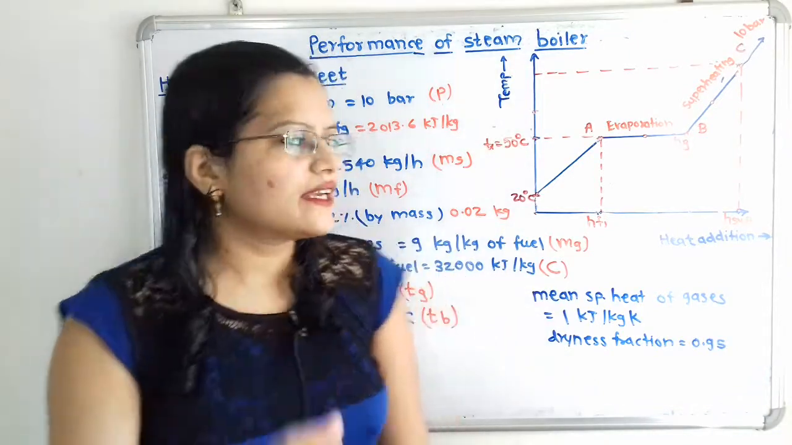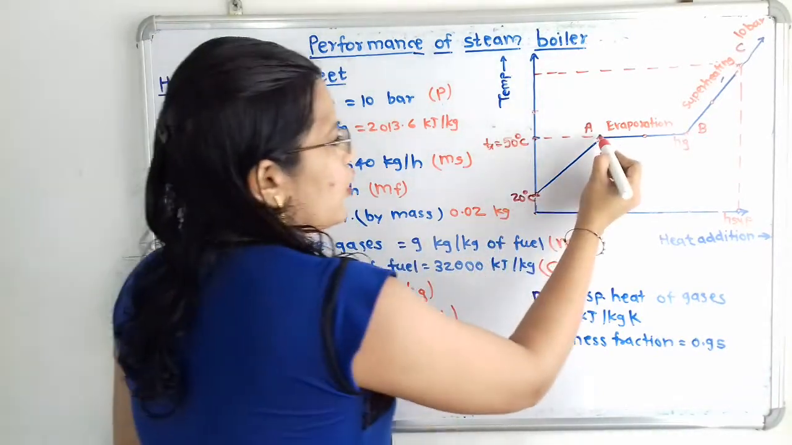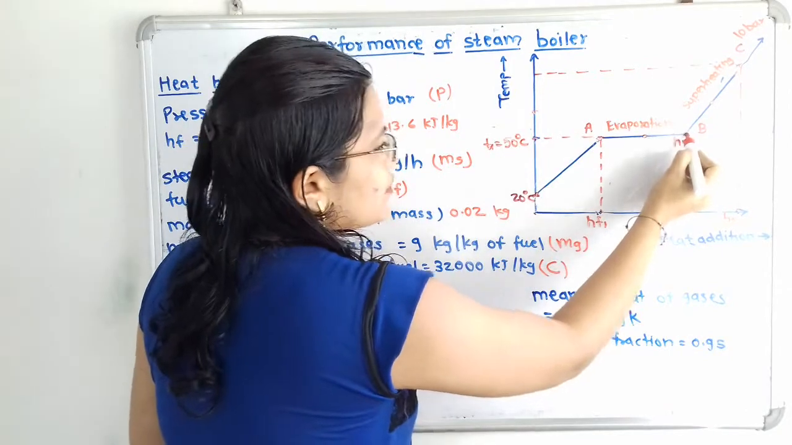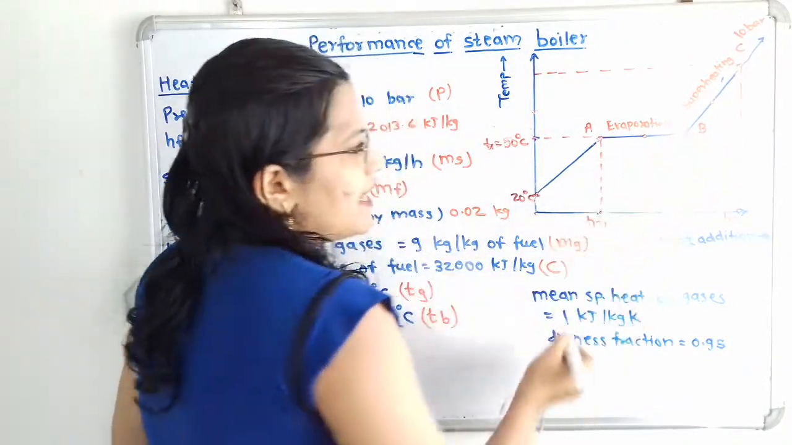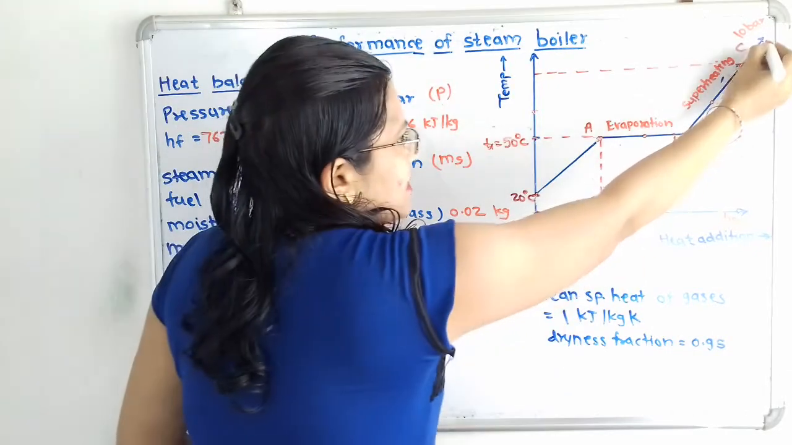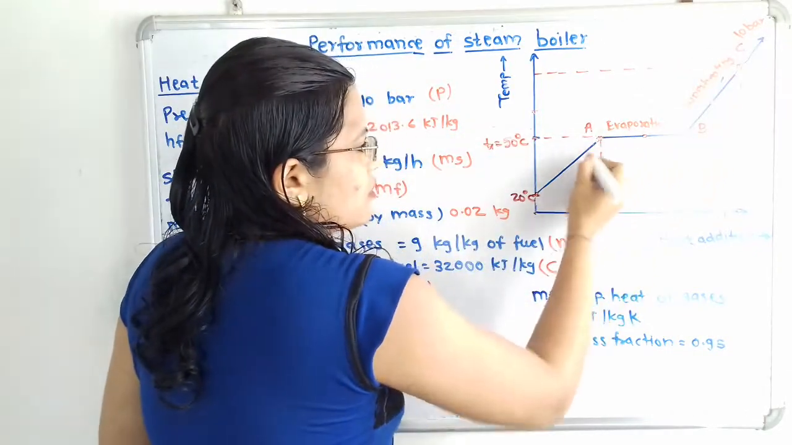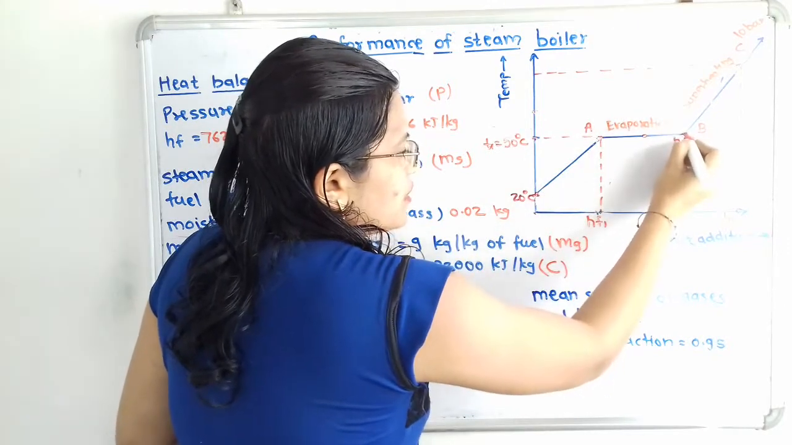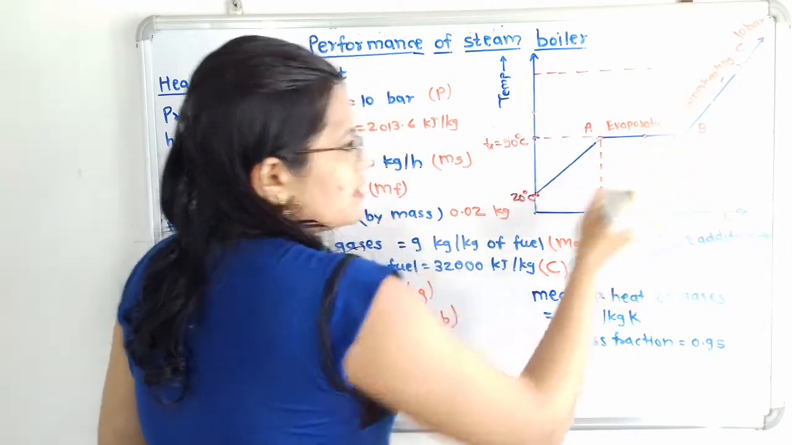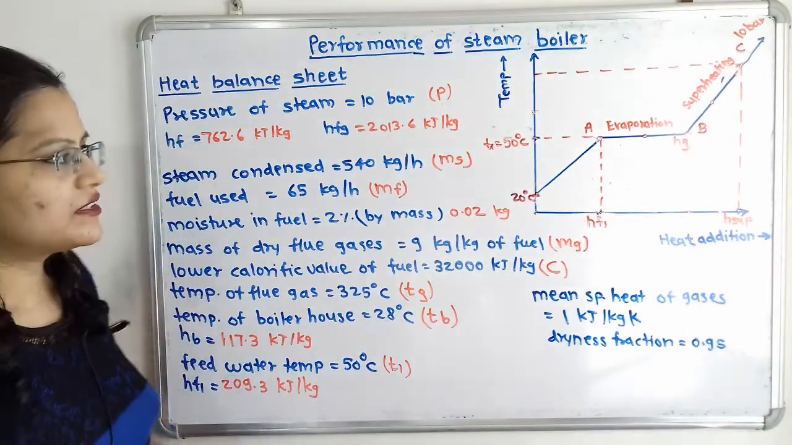So this heat remains constant until all the water is converted into dry and saturated steam. Point B is at the dry and saturated steam, and here the pressure will remain constant throughout the process. At 10 bar pressure, this point is nothing but Hg. That is the point B.